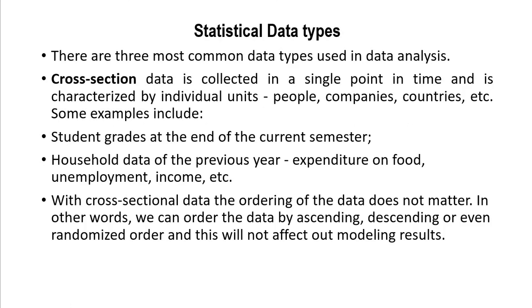Then the third classification is the statistical data types. Normally that talks about how data are collected and how they are analyzed. So from that perspective, we have three main types of data. The first one is what we call cross-sectional data. Cross-section data is data that is collected about some variables at a single point in time. And that one is also characterized by the individual units.